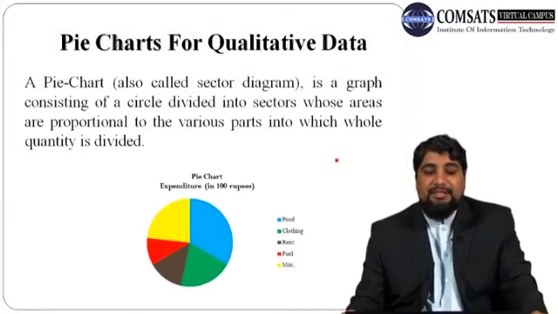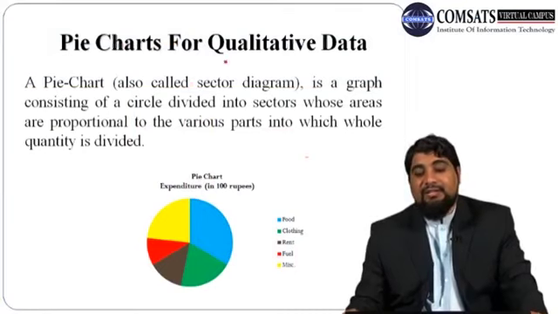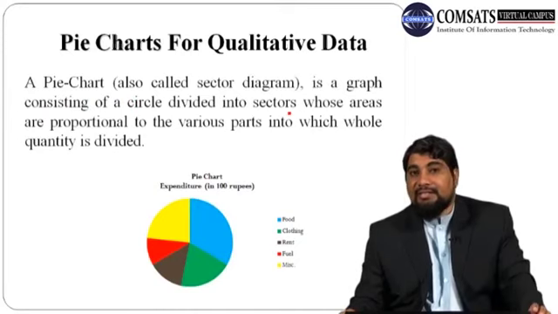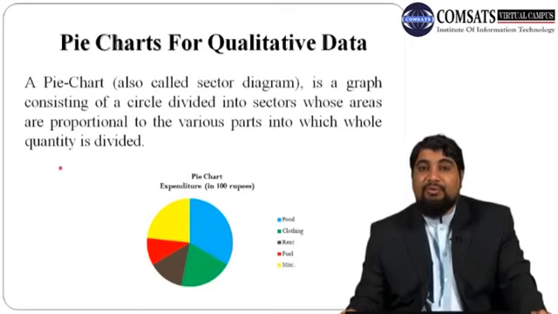So next we discuss pie charts. So how to construct pie charts for qualitative data. A pie chart, which is also called a sector diagram, is a graph consisting of a circle which is divided into different parts or different sectors whose areas are proportional to the various parts into which the whole quantity is divided.